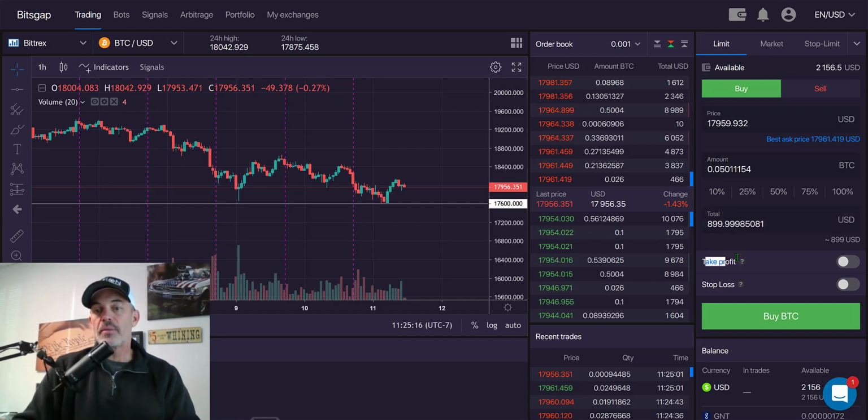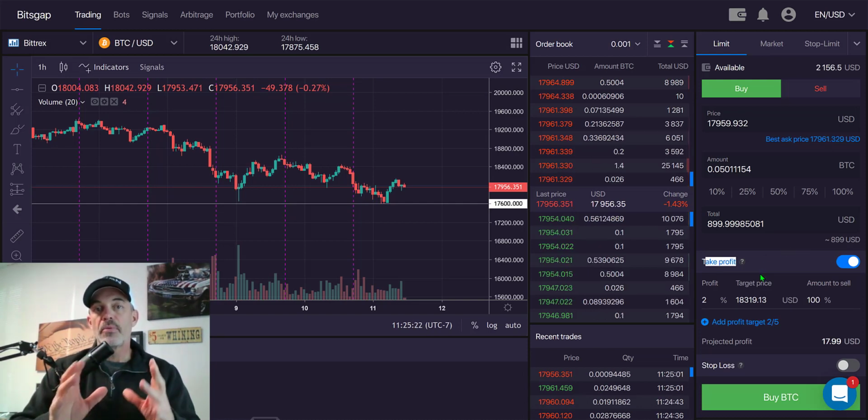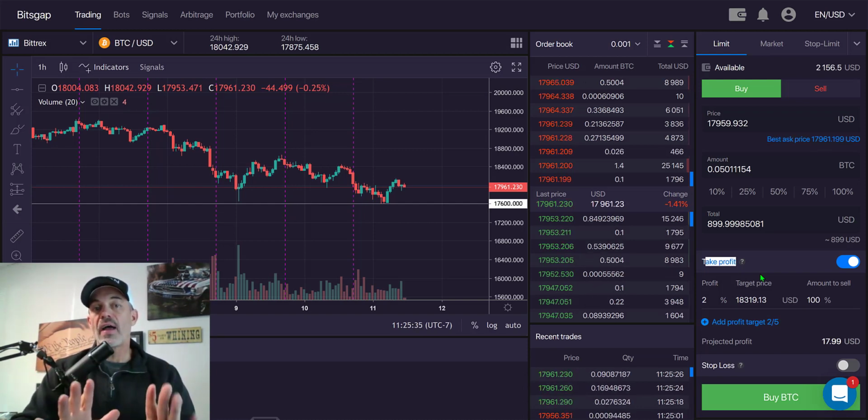The next choice is going to be take profit. And this is part of the smart feature. I can do all of this before I place my trade. And when I place my trade, everything's done. I can forget about it. My profit targets are set and my stop loss is set. It's done. All I have to do is let the price action do its thing.